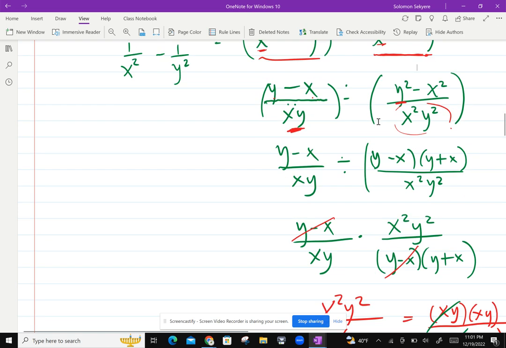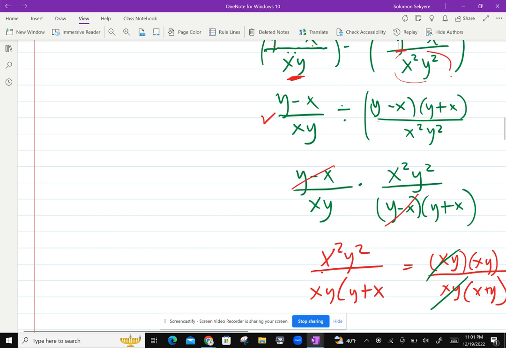Okay, let's move on. So the left side is here, the right side here. You see the y squared minus x squared, that's the difference of two squares. So it's y minus x times y plus x, still all over x squared y squared. Now you go to the next step, KFC: keep, flip, change. So we keep this one, flip, this x squared y squared goes on the top, and y minus x, y plus x come to the bottom.